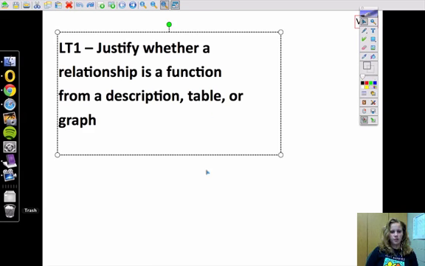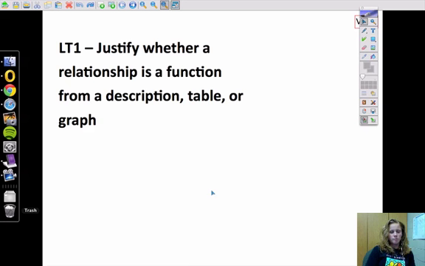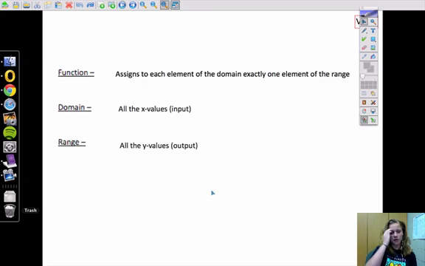All right, learning target 1 for Unit 4. Our first learning target of this unit is to justify whether a relationship is a function from a description, table, or graph. Okay, so hopefully you guys have heard that word function before. We're going to define what a function is here.